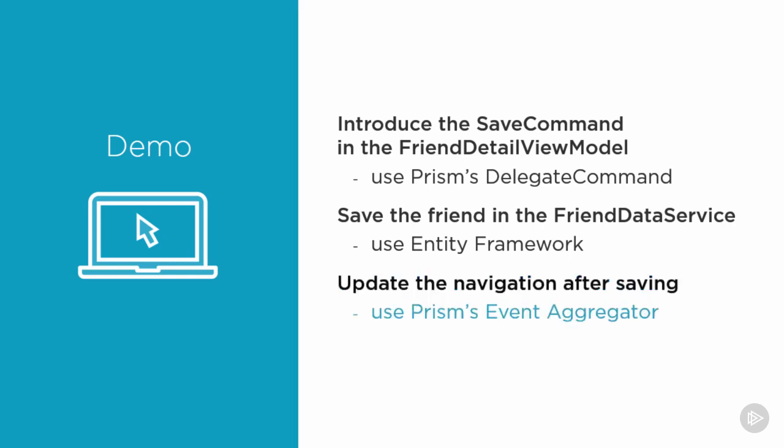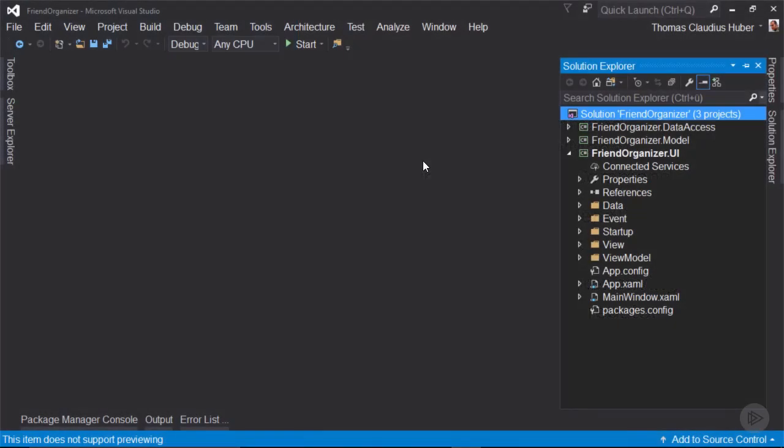To do this, we use Prism's event aggregator so that the navigation view model is notified when a friend has been saved. Now let's switch to Visual Studio and let's start with the save command in the friend detail view model. Here we are back in the friend organizer solution.